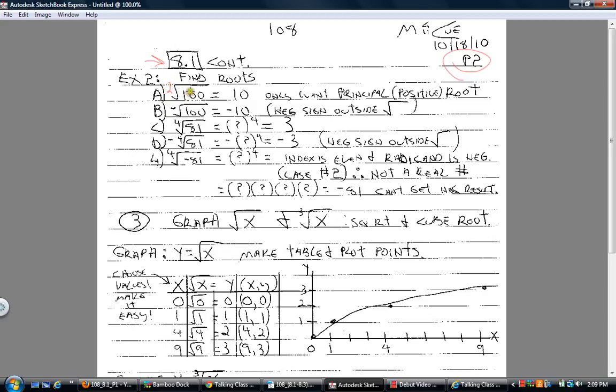So what times what equals 100? The answer is 10. If they put the negative, bring that down on the outside, so the square root of 100 is 10. Bring down the negative and you're okay.